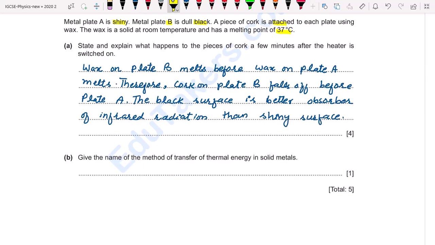Part B. Give the name of the method of transfer of thermal energy in solid metals. So in a solid, the energy is transferred due to conduction, because the molecules of a solid are very close to each other, so there will be greater conduction. So due to conduction, the thermal energy is transferred in the solid metal.